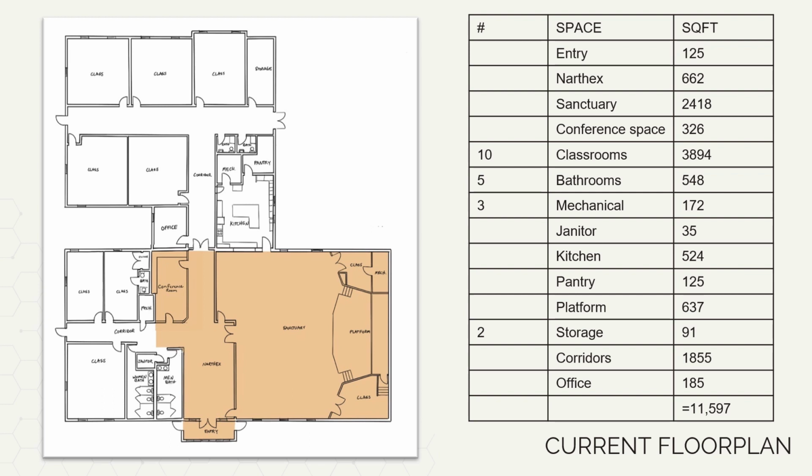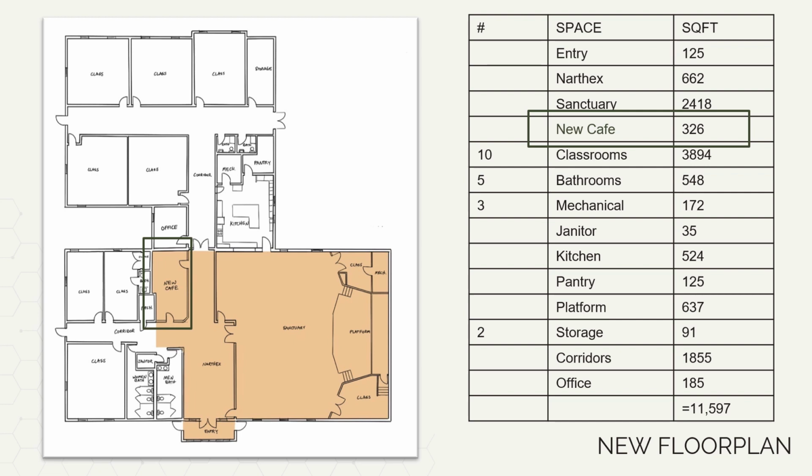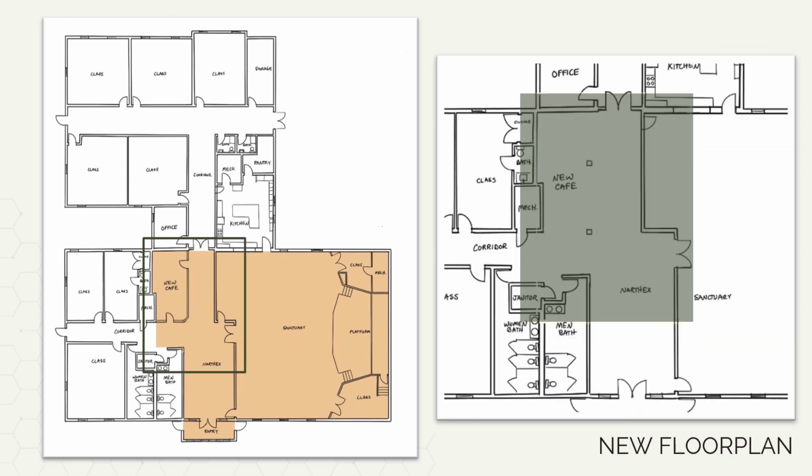This is their current floor plan. As you can see, the orange section is the area that I will be working on specifically. This old conference room is where I will be putting the new cafe. And here you can see the walls that I'm taking down and the door that I will be removing.